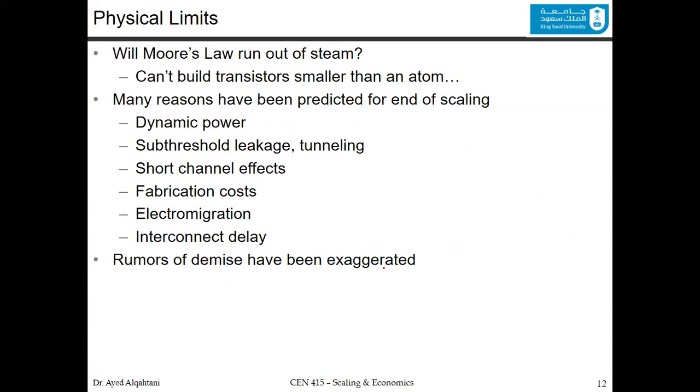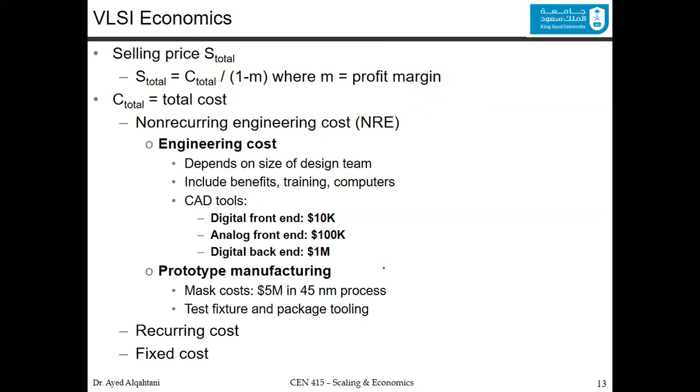And now we finish the power part, and we will go to the economics. In VLSI economics, the selling price S total is equal to the total cost, C total, divided by 1 minus M, where M is the profit margin. The C total comes from many sources, like the recurring cost, the fixed cost, and the non-recurring engineering cost. The NRE could be from engineering costs, depending on the size of the design team, including benefits, training, computers, the CAD tools, like these examples.